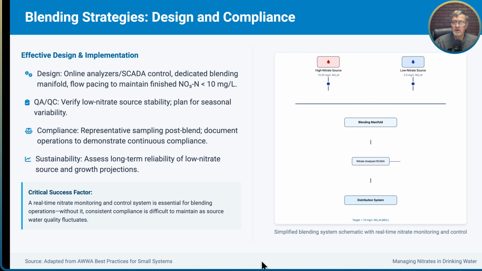So a real-time nitrate monitoring and control system is essential for blending operations. Without it, consistent compliance is difficult to maintain as source water quality can fluctuate. And I can tell you nitrate can definitely fluctuate because of the advection and dispersion we looked at earlier. So you can see the concentration of nitrates coming into the well can be relatively high, and they can drop. And so those concentrations are going to change. That's why you need to be able to monitor this. And the regulatory agencies are going to make you monitor that on a regular basis as well.